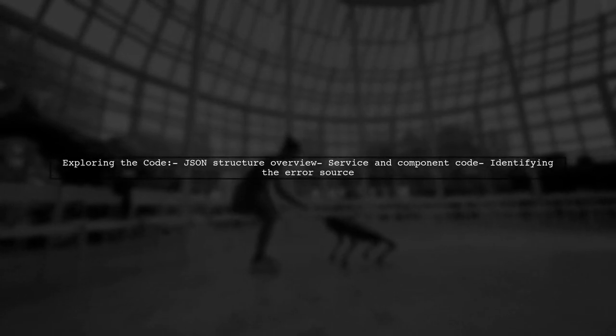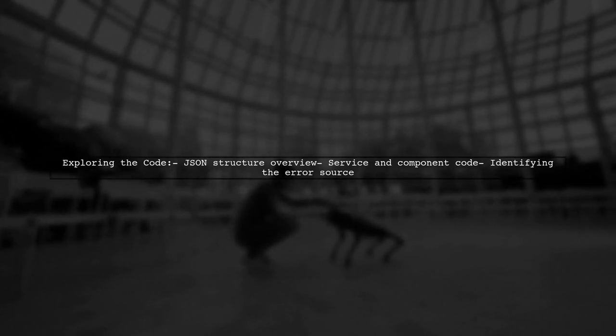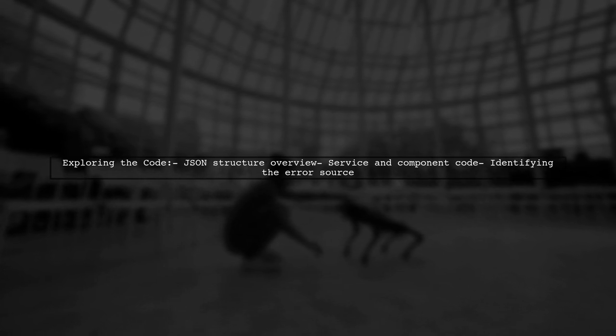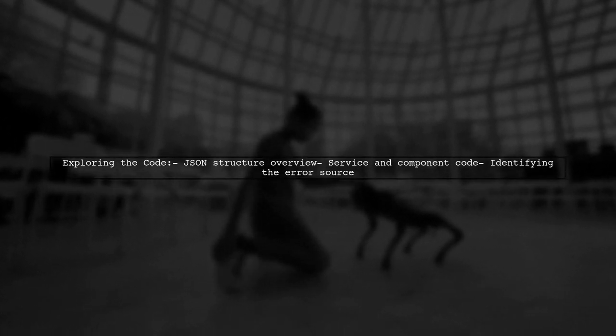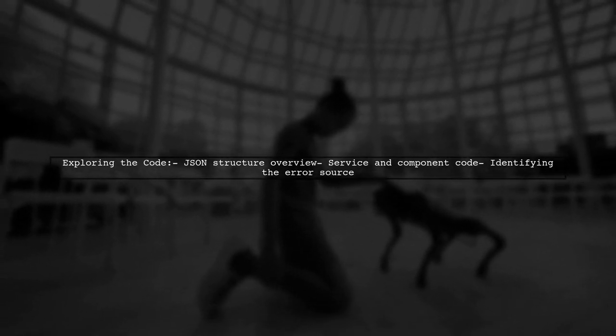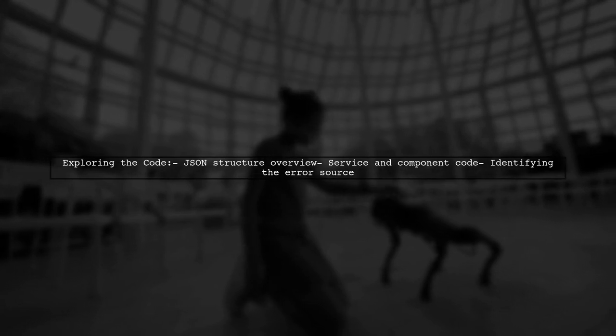We'll explore the code provided, identify where things might be going wrong, and discuss how to properly access nested properties in your JSON structure. By the end of this video, you'll have a clearer understanding of how to resolve this error and improve your data handling in Angular applications.